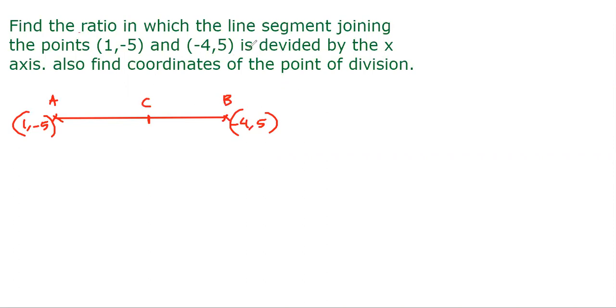But look at this statement. It is divided by the x-axis. So I can assume that C is a point on the x-axis. So if it is a point on the x-axis, then its y coordinate will be 0. That is the hint given in the question. So I can represent the coordinates of this point. Let it be (x, y), or I can specifically say it is (x, 0) because it is a point on the x-axis.